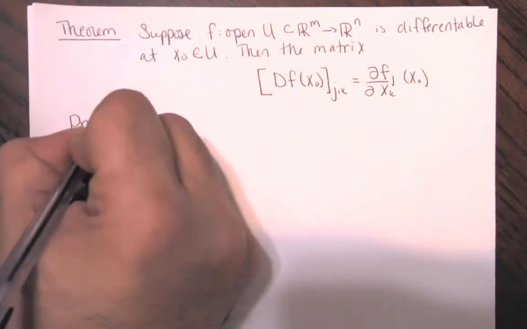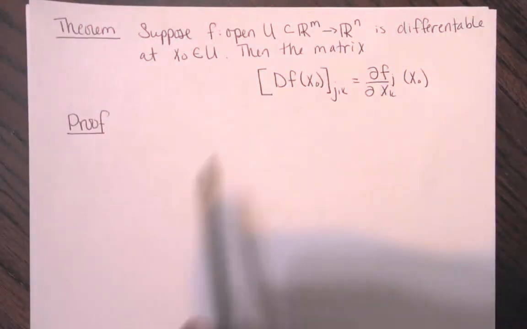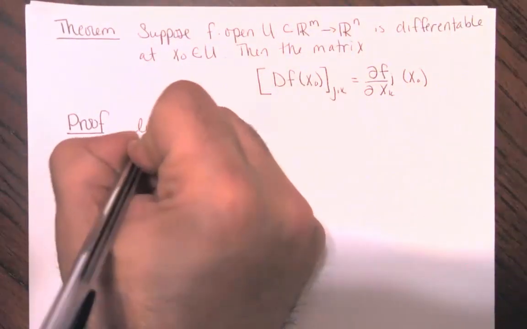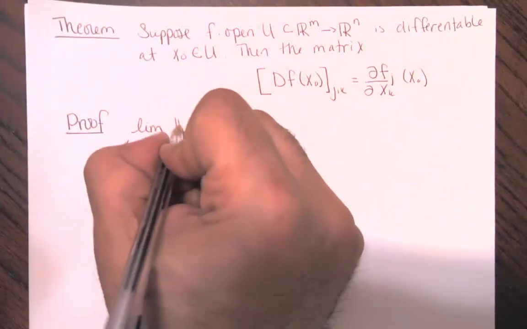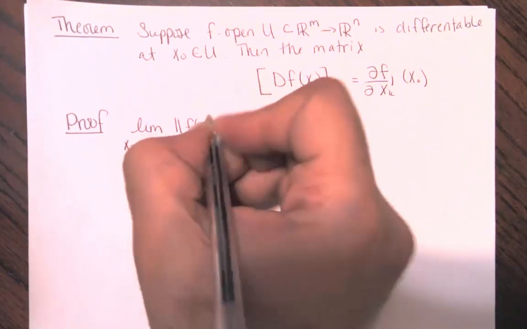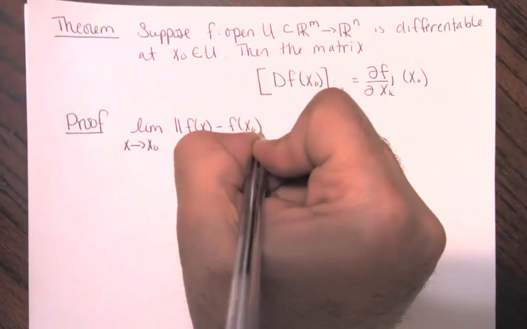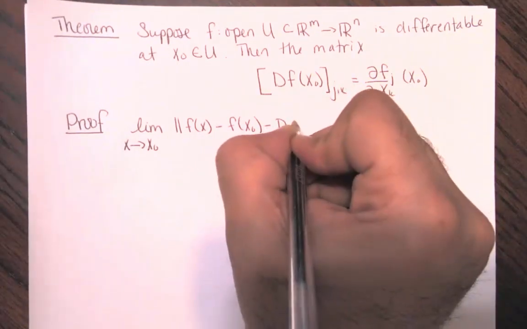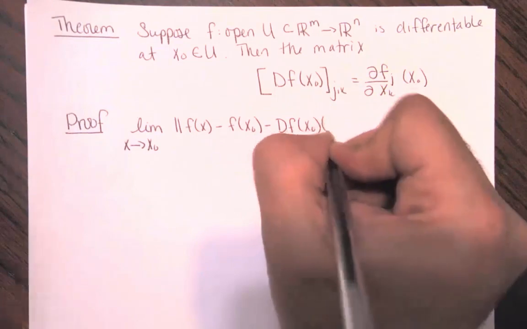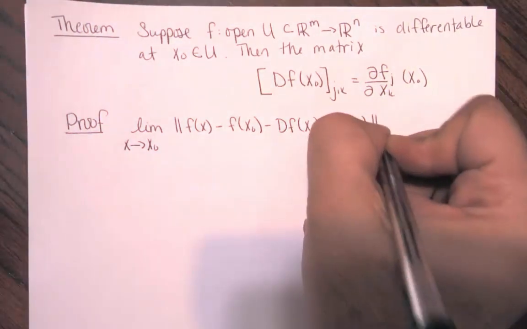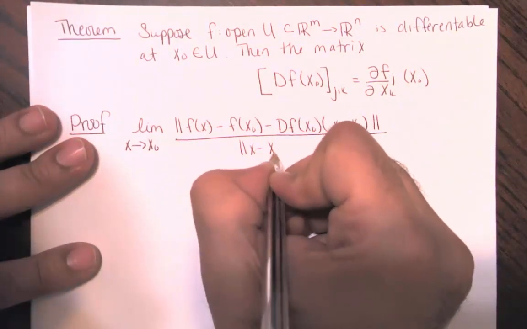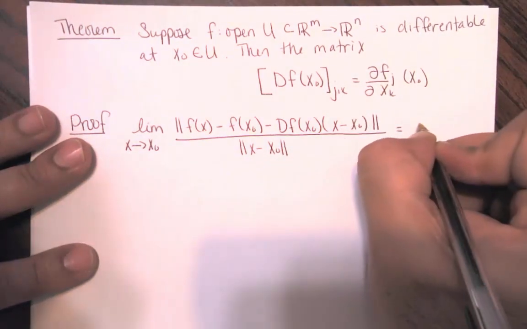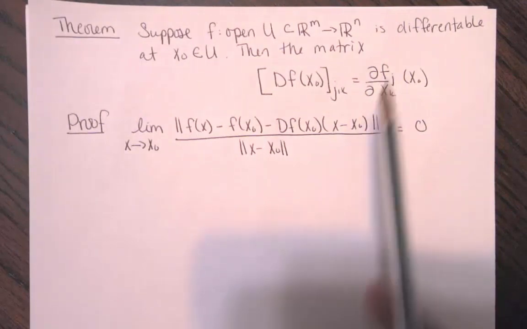So let's prove this statement. Well, the fact that f is differentiable means that the limit as x approaches x naught of f of x minus f of x naught minus my derivative evaluated at x naught times x minus x naught, divided by the norm of x minus x naught, is equal to 0. That's what it means for a function to be differentiable.